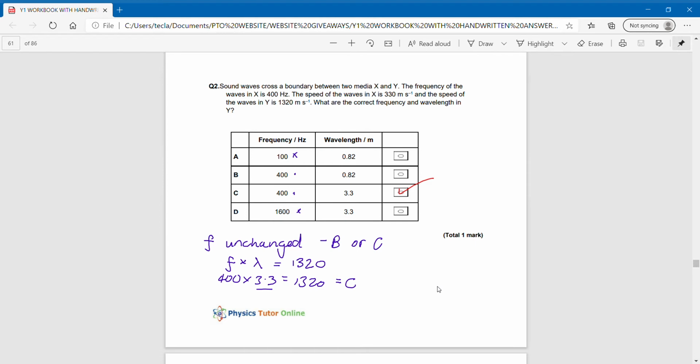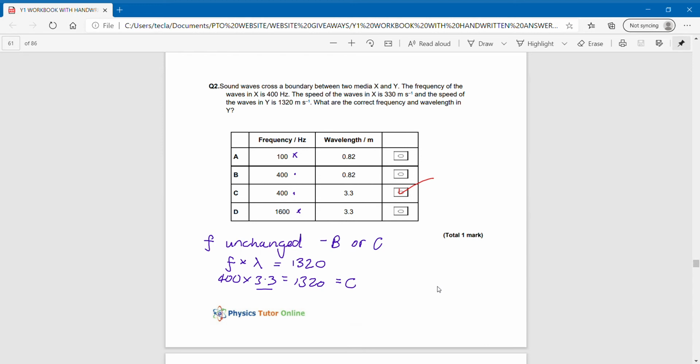So we know that the frequency will be unchanged as the wave crosses the boundary. That's one thing that will stay constant, and the frequency is determined by the source of the wave and doesn't change as the wave moves between media. So it's either B or C, because they show a constant frequency.